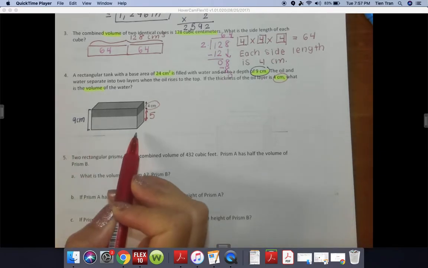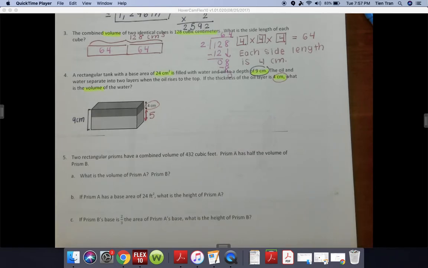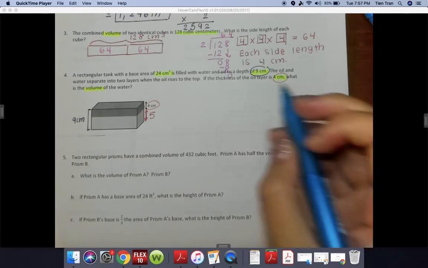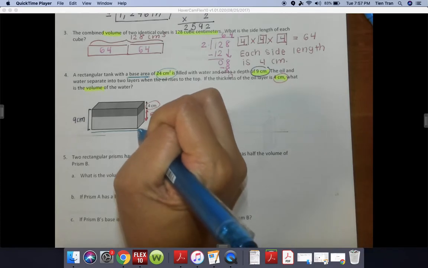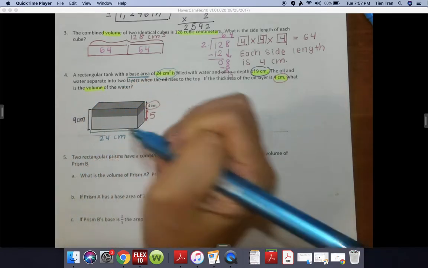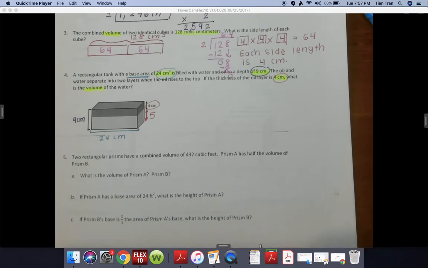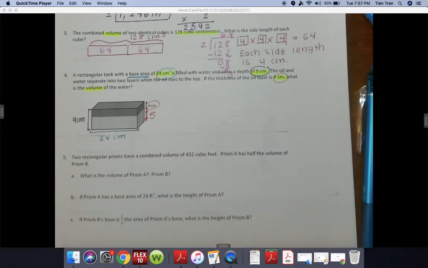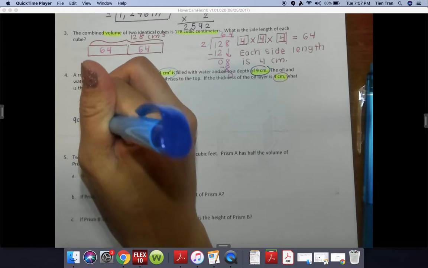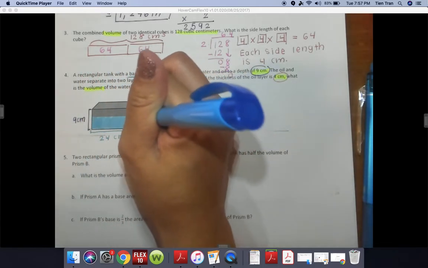Now, what is the length of this rectangular prism? And they also did give me the length. The length tells me right here, 24 centimeters, the base area. So this all along right here is 24 centimeters. Okay? Now that I have everything, I'm going to multiply and solve what my volume is of the water. Remember, it says of the water. So I am not figuring out the whole entire rectangle. I'm just figuring out the base of the water. And this right here, I'm going to color in so you guys can see, is the water. All of this bottom part. It doesn't include the dark gray area.